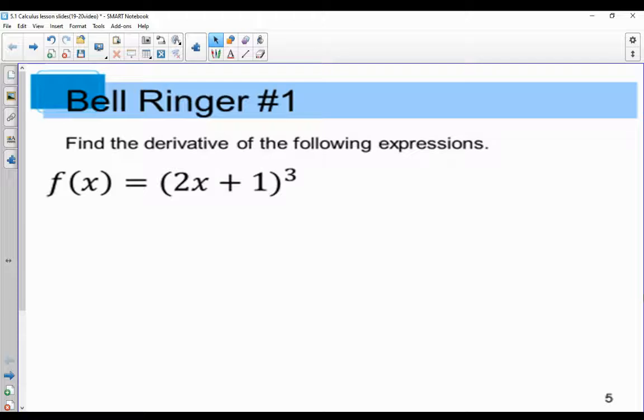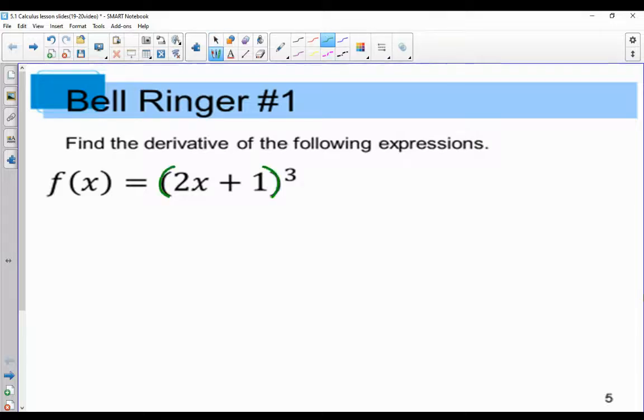Before we talk about what 5.1 is covering, I first want to do some bell ringers just to help us review some things. So for this first problem, it says find the derivative of the following expression. Not the anti, just the regular derivative. And some of you are looking at this and you're probably realizing this is the type of problem where I have to do the orange peel rule.